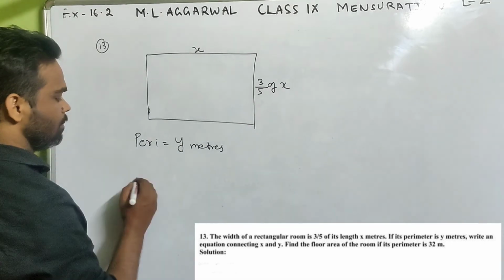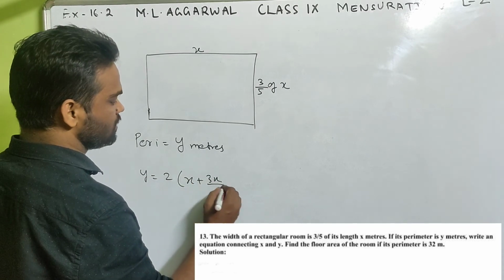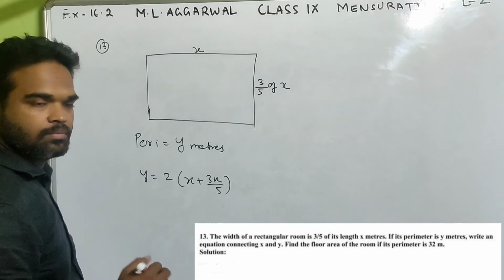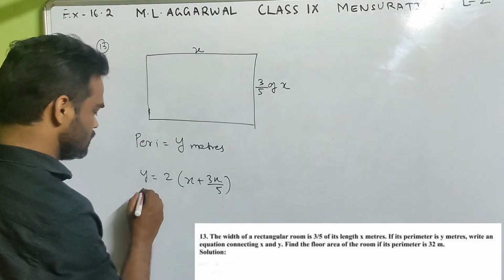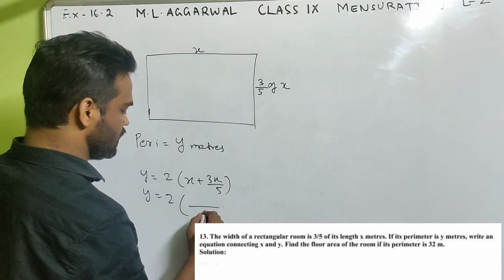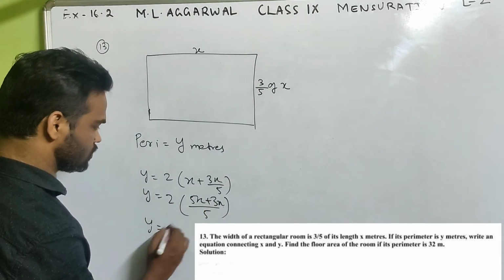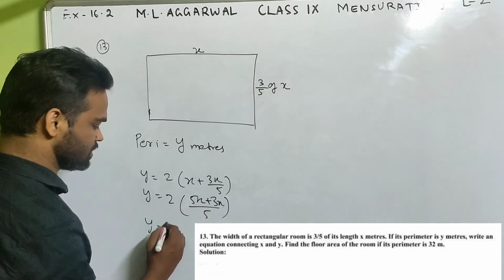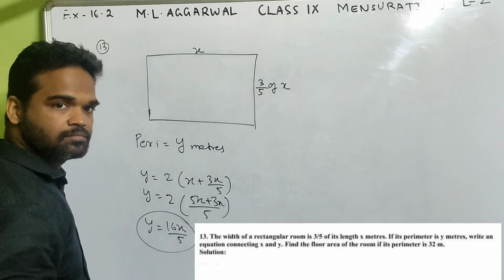Very easy. Perimeter equals to twice length plus breadth. Yes or no? Perimeter equals to twice length plus breadth. So this is y equals to 2, take 5, so 5x plus 3x. That's y equals to 5 plus 3 is 8, 8 2 times is 16x by 5. And that's your relation. Done.